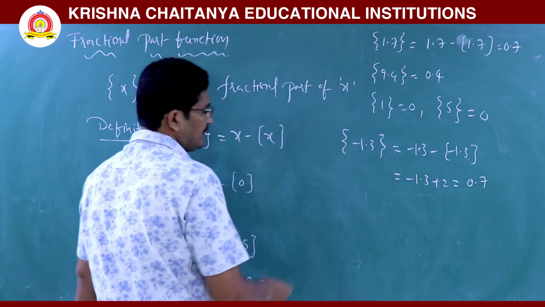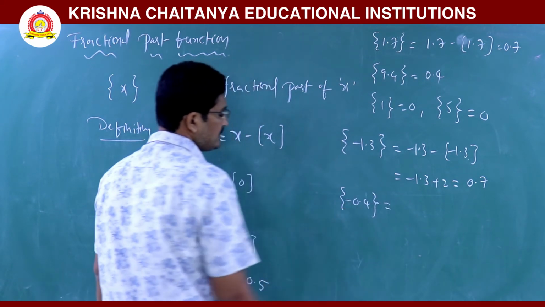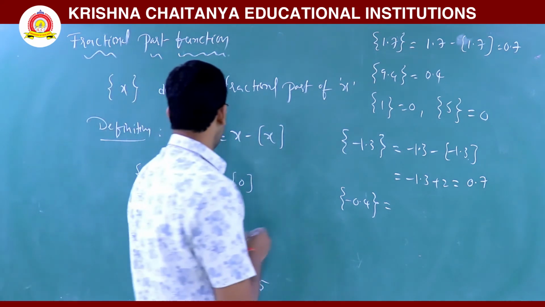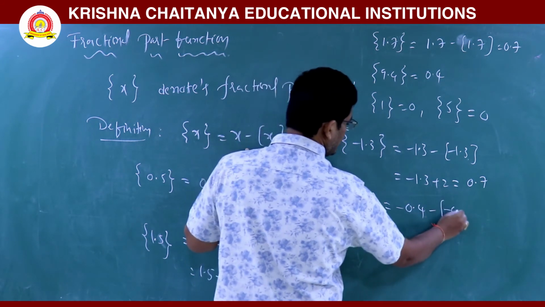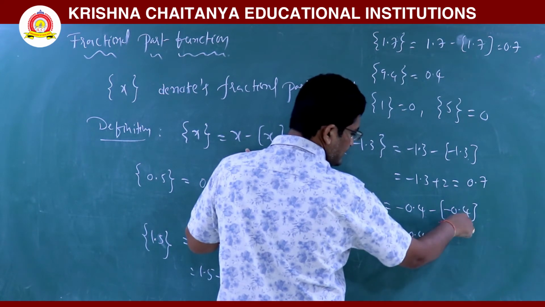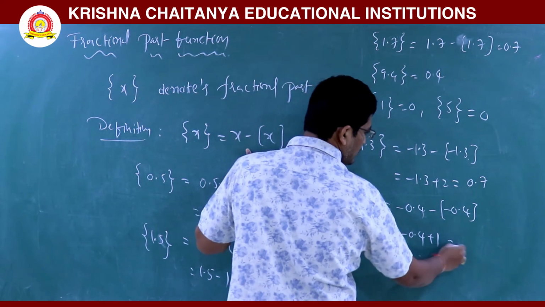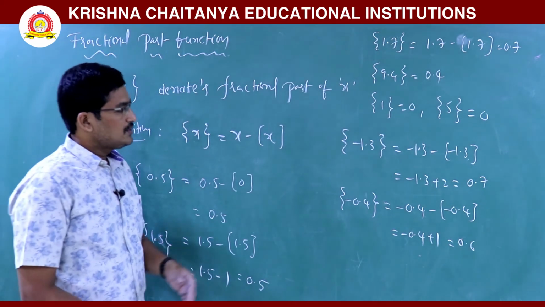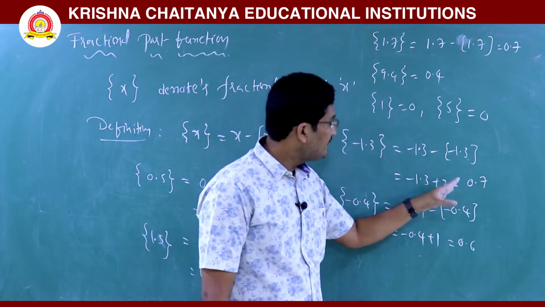Fractional part of minus 0.4, suppose you take. What about this one? Fractional part of minus 0.4 is minus 0.4 minus step of minus 0.4. Step of minus 0.4 is minus 1, so minus 0.4 plus 1, which is 1 minus 0.4, 0.6. You have to observe that one, please. So, what is the fractional part of minus 1.3? 0.7. It differs somewhat.